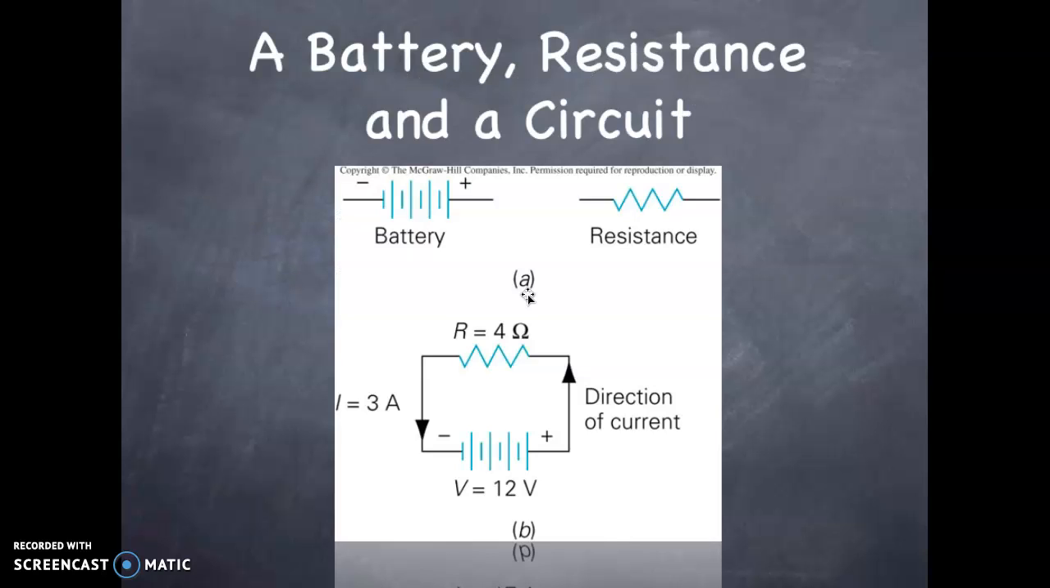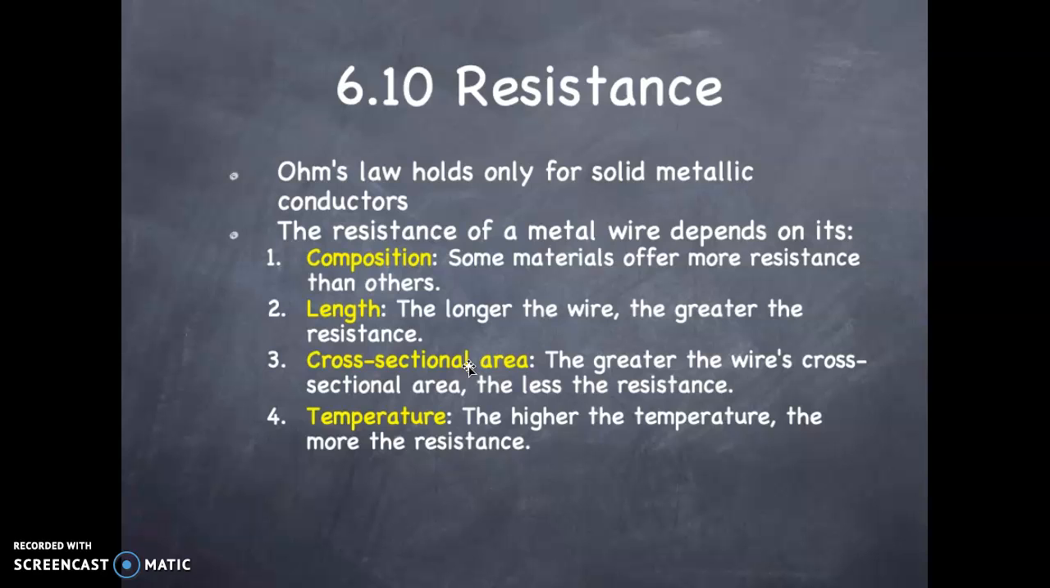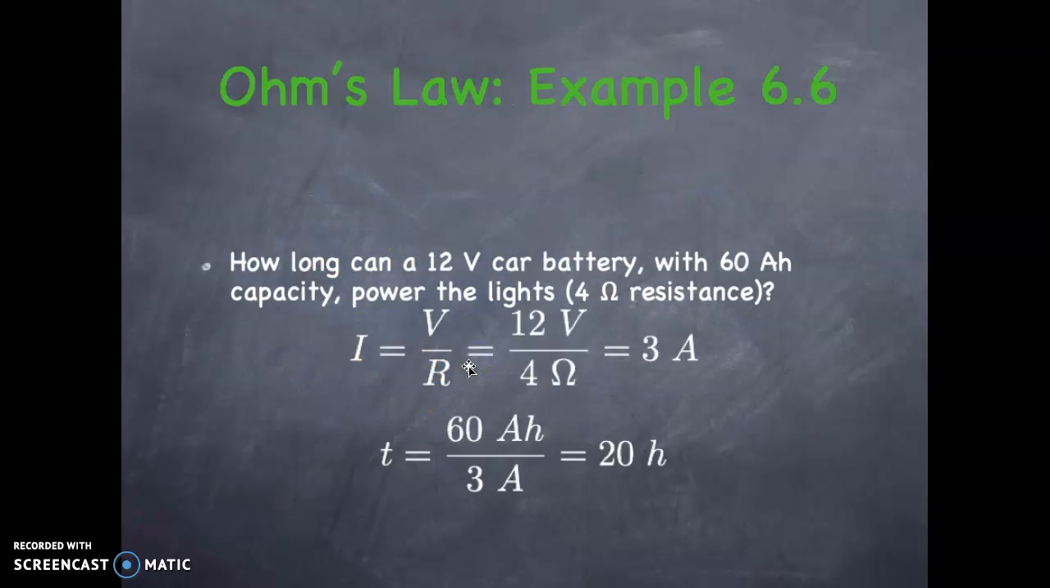And here's an illustration. We tend to represent in a circuit the battery in this manner, positive and negative charges at each end, and the resistor in this manner. You can connect a circuit in this manner there. So Ohm's law holds only for solid metal conductors. The resistivity of a metal wire depends on its composition, its length, its cross-sectional area, and its temperature. And here's an illustration of Ohm's law. And you can make a calculation.